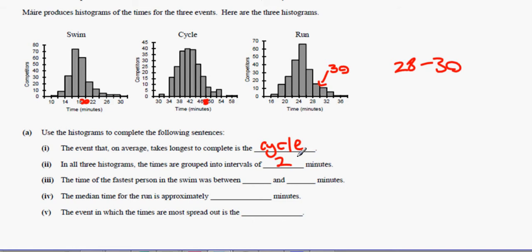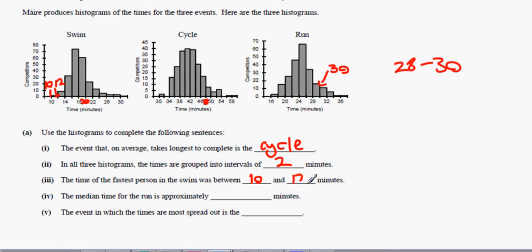The time of the fastest person in the swim was between... the fastest person in the swim is between 10 to 12. We don't know if it's 10 minutes on the dot or 11 minutes 59 seconds, but basically it's between 10 to 12 minutes.